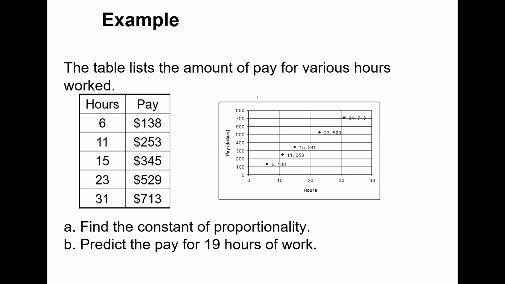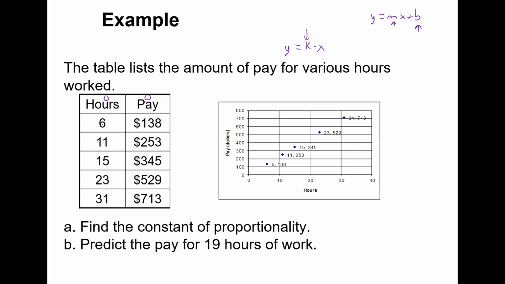Okay. Well, this looks to be y equals k times x again. And if you remember y equals mx plus b, this m is going to be our constant of proportionality. Now, if you think about this, if you work 0 hours, how much are you going to get paid? You're going to get paid $0. So in this case, b is going to be 0 for our equation, and all we have to do is find m, our slope, to get our constant of proportionality.